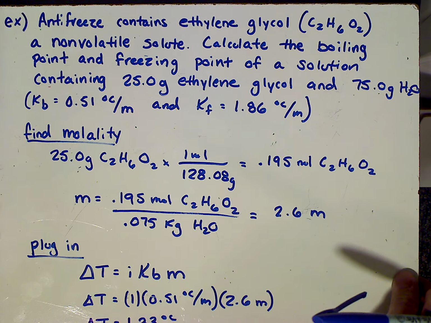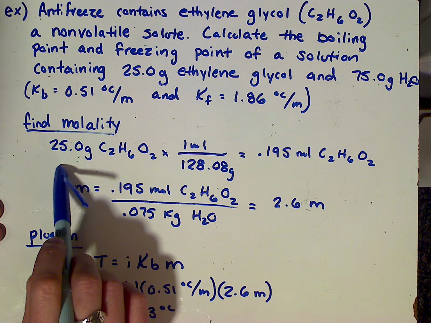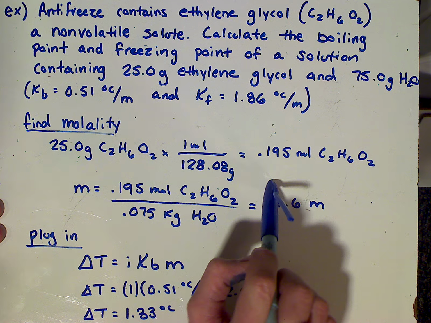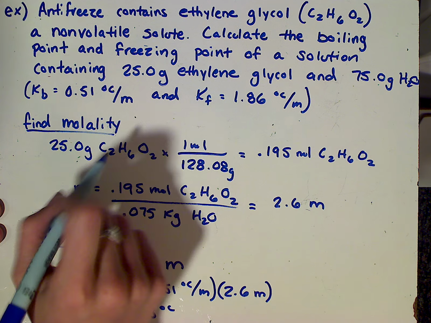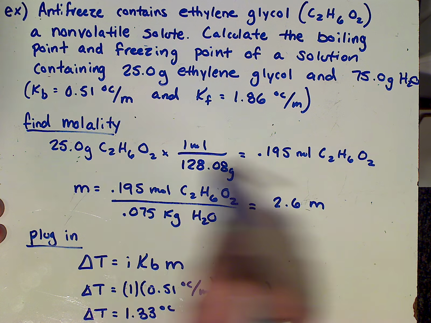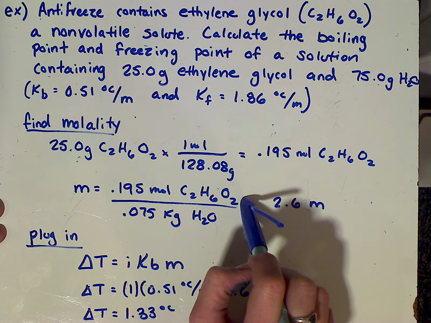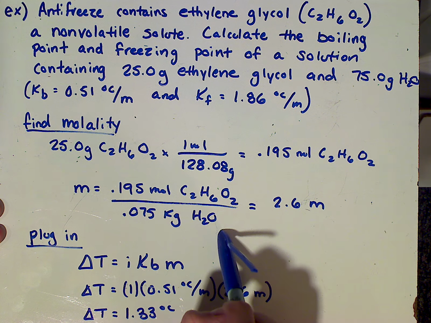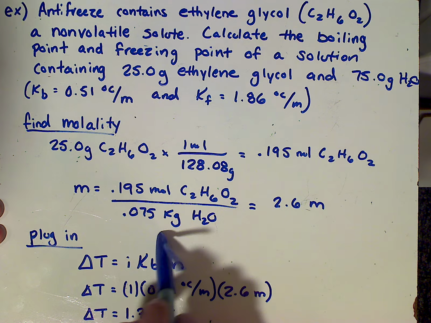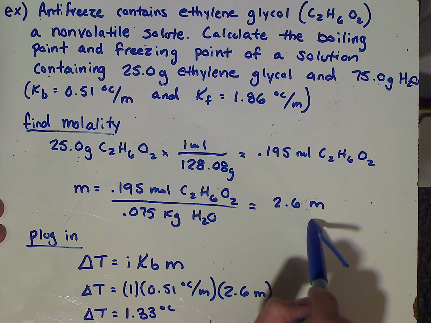Okay, so the first thing we're going to do is find the molality. Our molality, we're going to take our solute and turn that into moles. Remember, guys, molality is moles of solute over kilograms of solvent. So we're going to turn this first into moles and then divide. So we have our moles of solute over kilograms of solvent, and all I did was take 75 grams and put that into kilograms of water. And we get our molality of the solution.